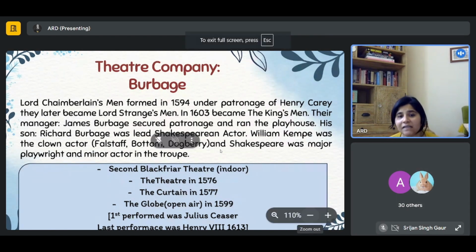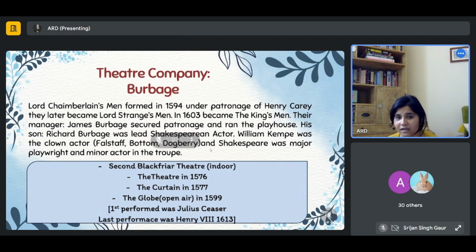Now, which theatres did James Burbage build? The first one was the Blackfriars Theatre. It was an indoor theatre, along with the Red Lion Theatre. So you remember these 2 theatres together. Blackfriars Theatre was an indoor theatre and then Red Lion Theatre. But Red Lion Theatre was not built by James Burbage. We'll see who built that theatre. Red Lion Theatre came in 1567.